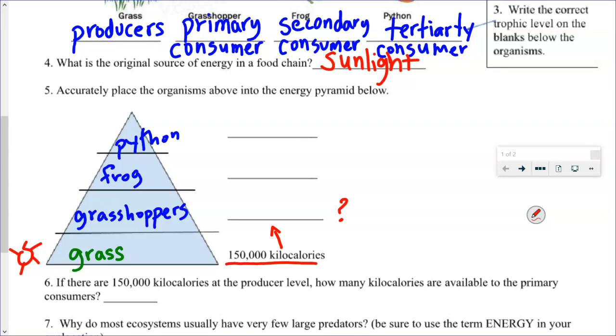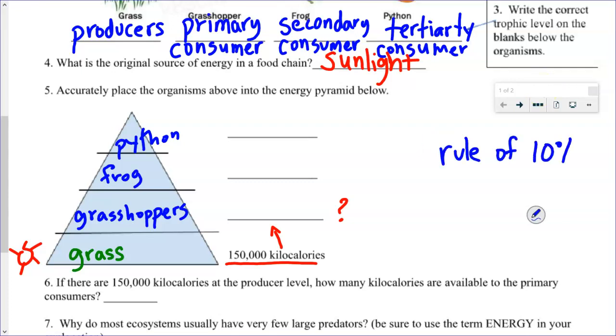And this is where we learn that rule of 10%. The rule of 10%. Okay? And it's not a perfect rule. It's not exactly going to be 10% every time. But generally, what is understood is that however much energy is available to the producers, only 10% of that energy is actually going to be passed on to the primary consumer level.